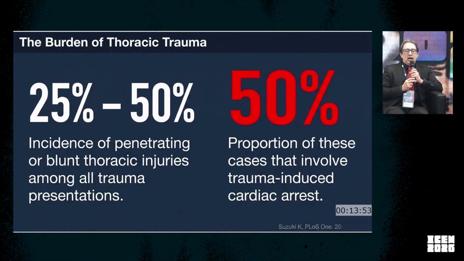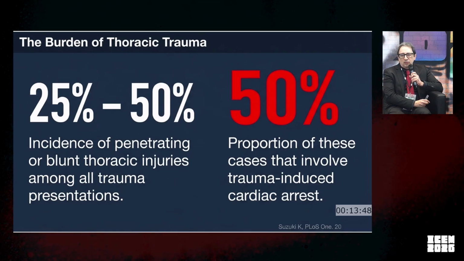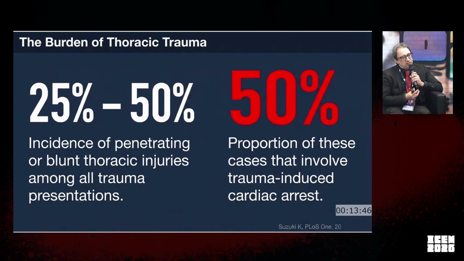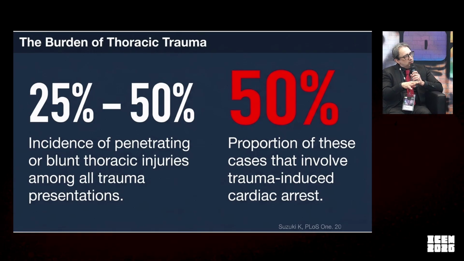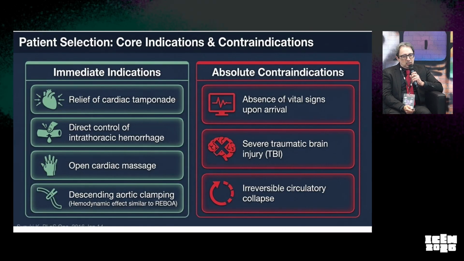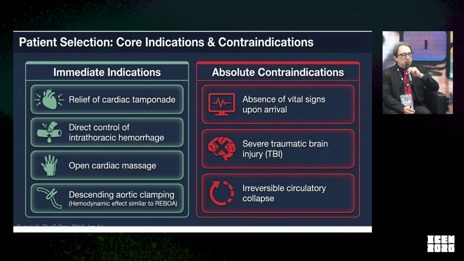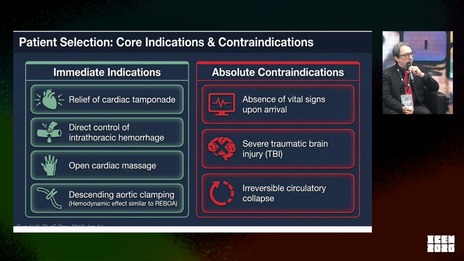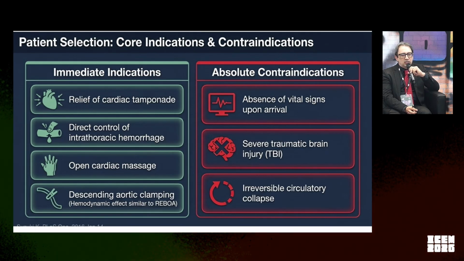So the burden of thoracic trauma is 25 to 50% incidence in penetrating or blunt thoracic injuries among all trauma presentations. And 50% of these cases involve a trauma-induced cardiac arrest. So these are the immediate indications of the thoracic procedure: relieve the cardiac tamponade, direct control of intrathoracic hemorrhage, open cardiac massage, and aortic clamping.